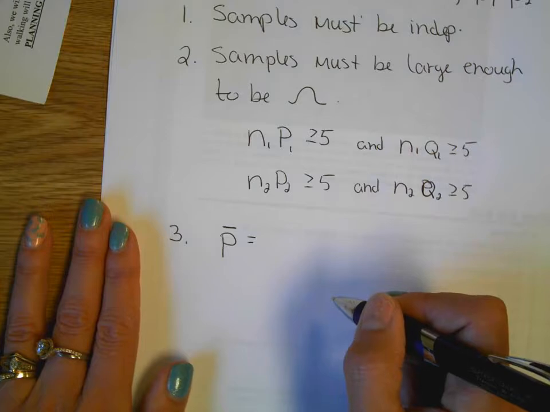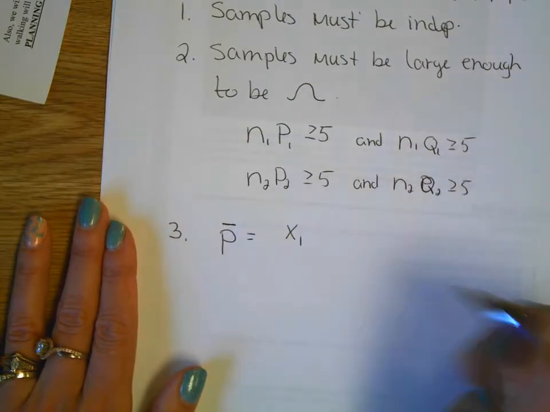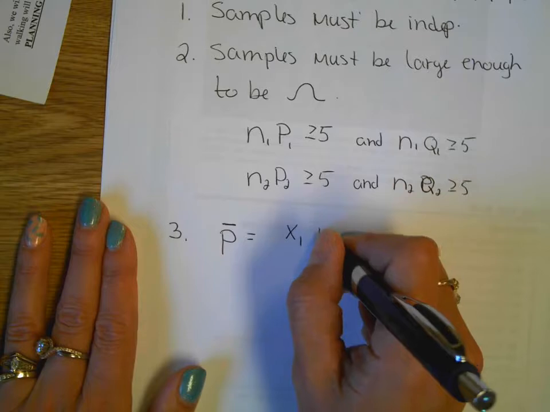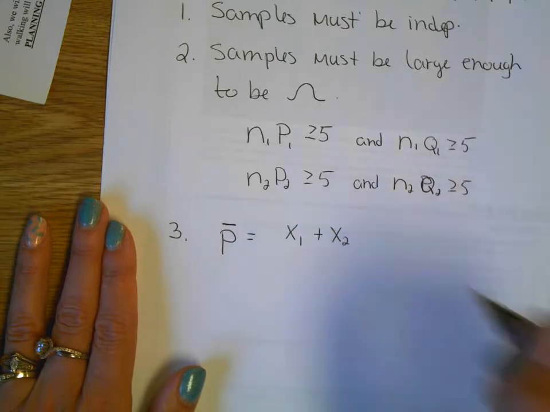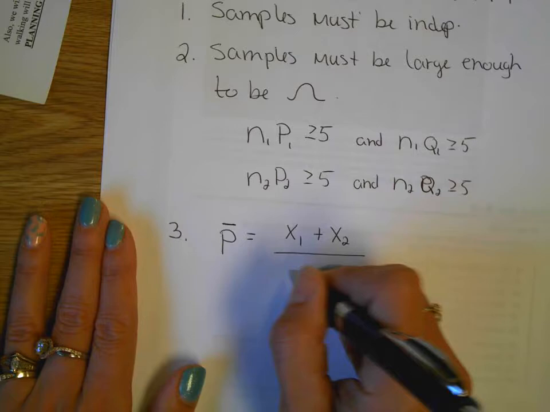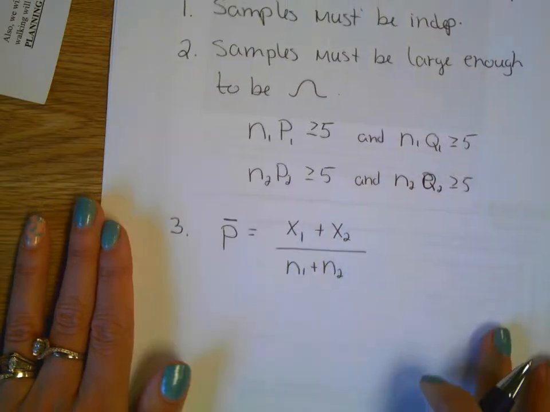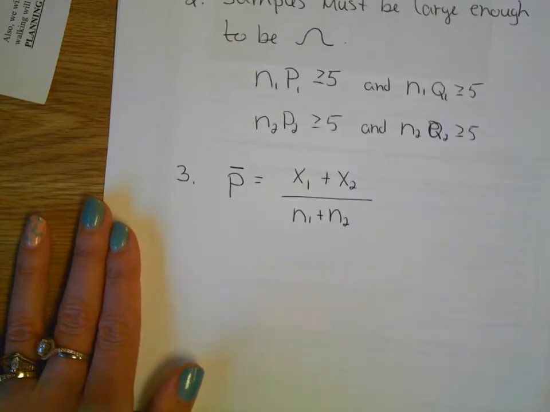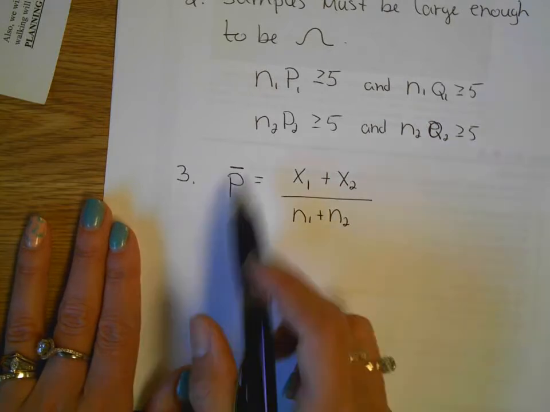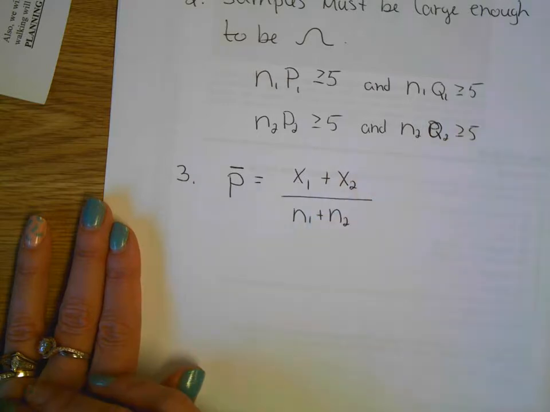Okay. Your sample statistic is P bar. And that's the percent successes from the 2 samples together. So you take the number of successes from sample 1, add it to the number of successes from sample 2, and then the 2 sample sizes added together. So you get 1 big percent. So P bar tells you you're averaging, so it's the total successes over the total sample sizes.